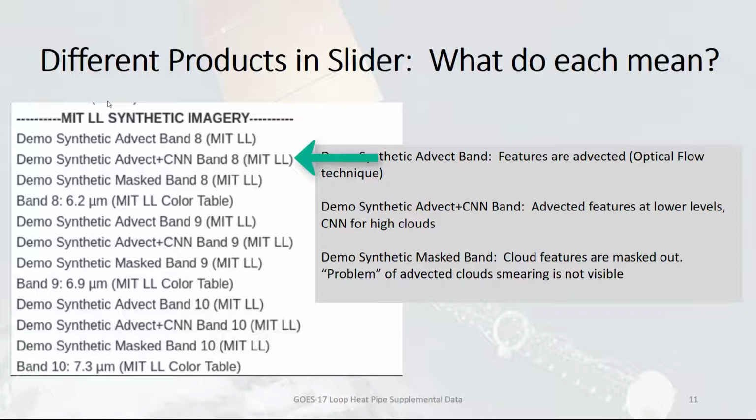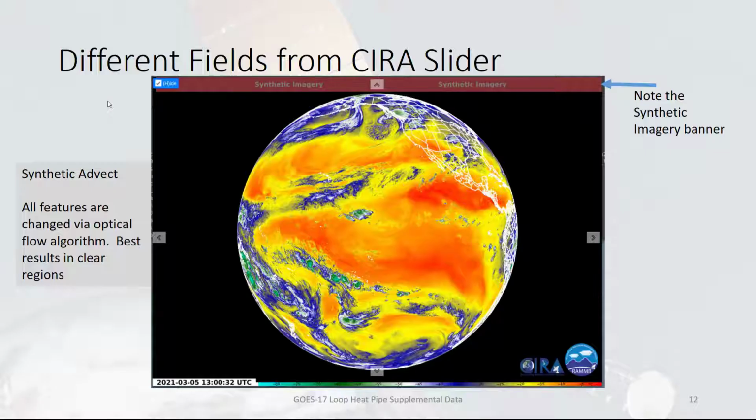Demo Synthetic Advect plus CNN band includes both the advected optical flow technique for low levels, combined with a convolutional neural network prediction for colder cloud tops. The colder cloud tops of the water vapor imagery have been approximated by the convolutional neural network that uses the shortwave and longwave infrared bands, 3.9 and 10.3 micrometers, as input. You can also look at the straight band 8, 9, or 10 bands, just using the same color tables.